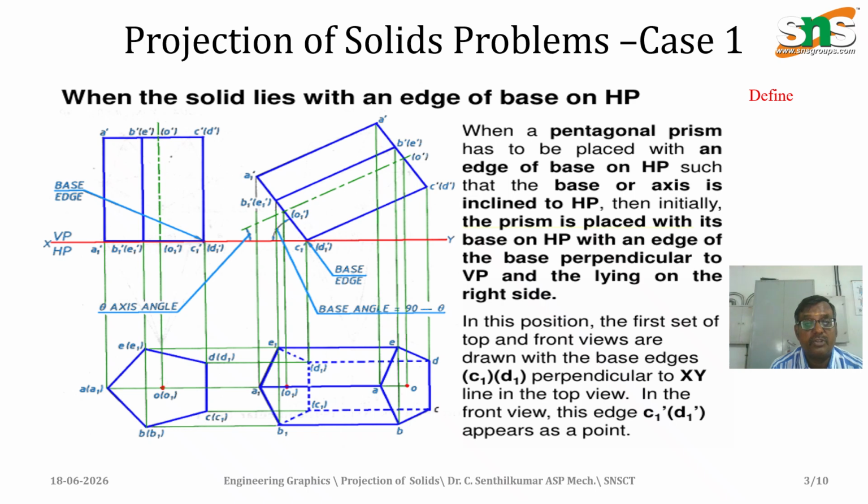So here is the projection of solids problem, case 1. Here they said in the problem the edge is resting on HP. This is the edge resting on HP. As I said in the previous lecture video, the pentagonal prism is resting on HP. We cannot see which kind of geometry it is, so first we draw the top view. In the top view we will get the pentagonal prism.